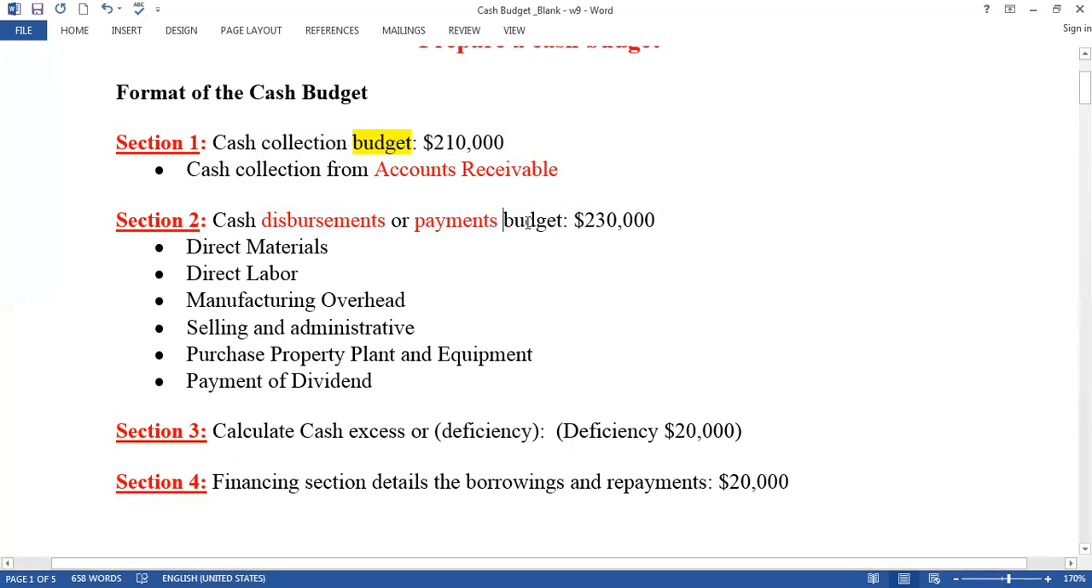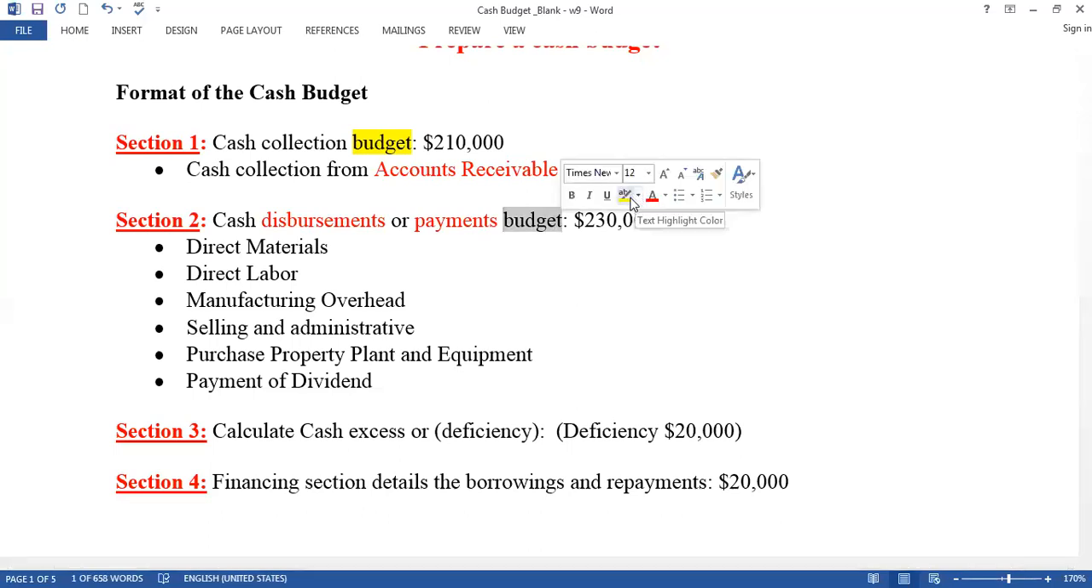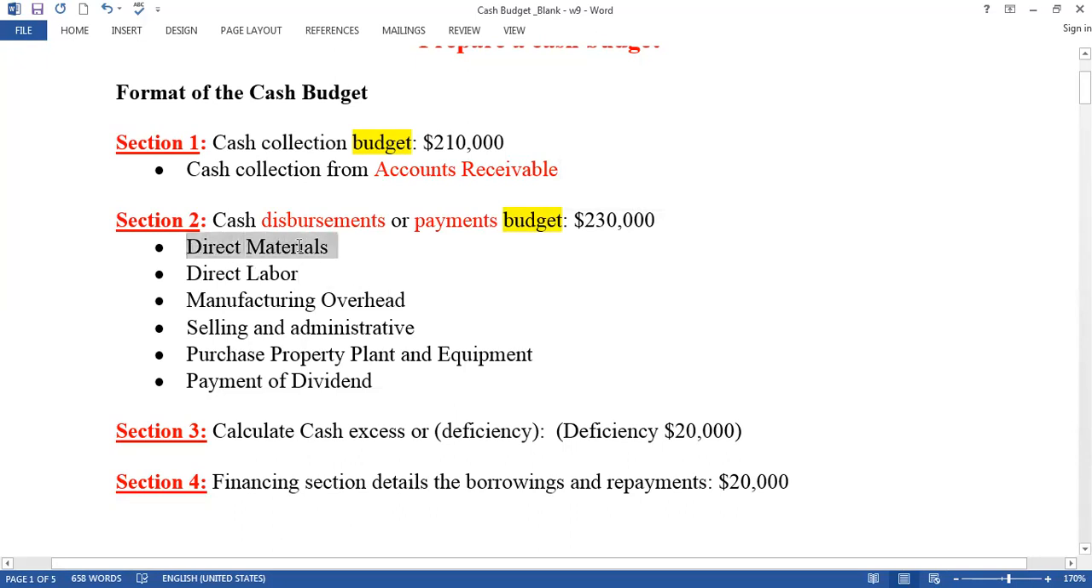Now we are making a plan, a budget. What are the items or transactions that we need to pay money for? First, if we buy direct materials, we have to pay money. For direct labor, we have to pay salaries and wages. And we are going to use our cash for manufacturing overhead, like indirect materials and indirect labor. Then for selling and administrative expenses, we are going to pay our cash.